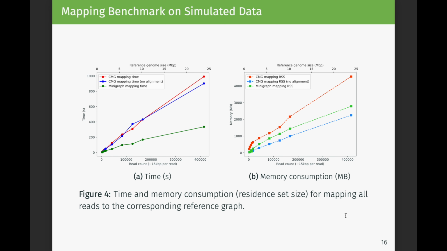So here is the graph of our simulated test. As you can see, the mapping time is still slower than other software, or let's say the state-of-the-art software like MiniGraph, but the memory consumption is actually better than other software like MiniGraph when we don't do an explicit base level alignment.